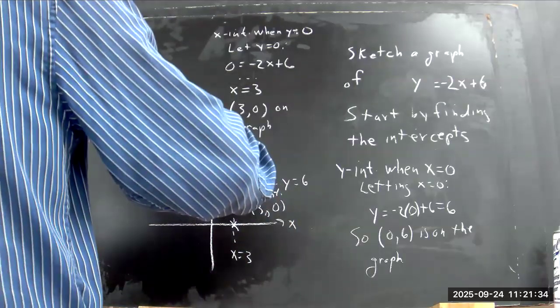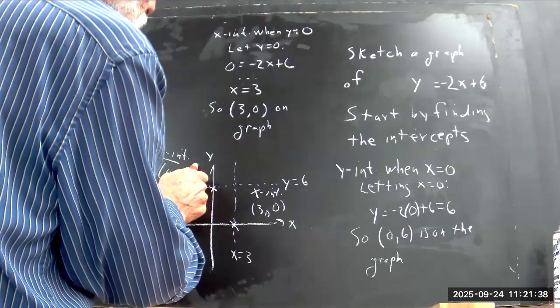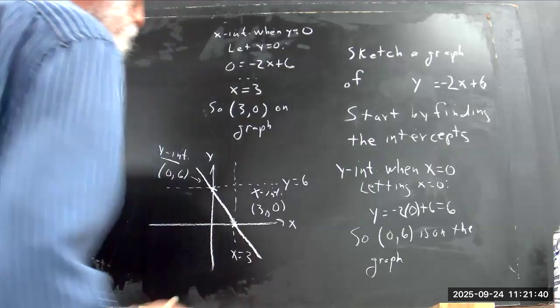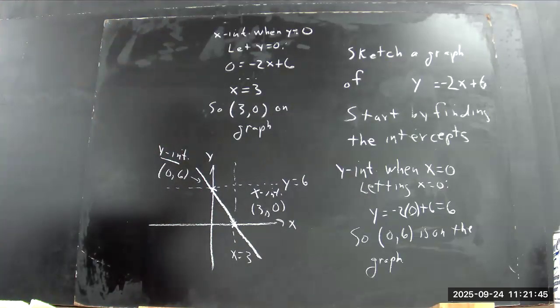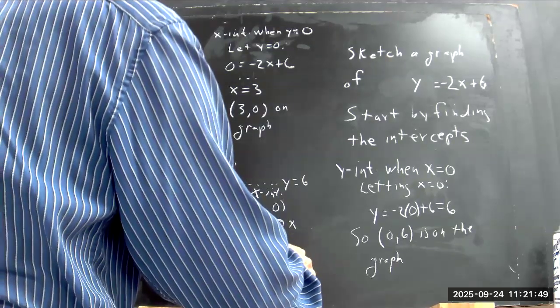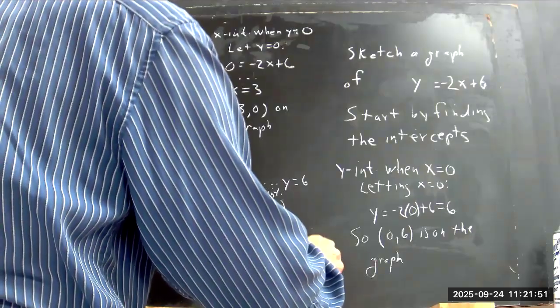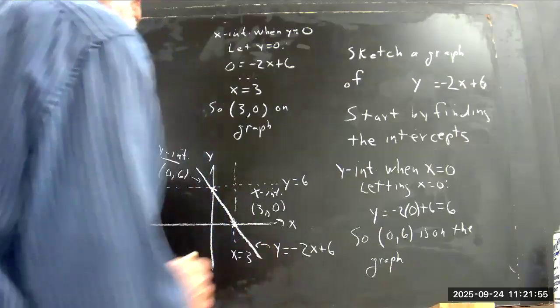Then you can draw the line. Now, it's kind of hard for me to draw the line here because I don't have a good view looking at the board, but there it is. Okay, so this line is the graph of y equals negative 2x plus 6, and we label it thus.